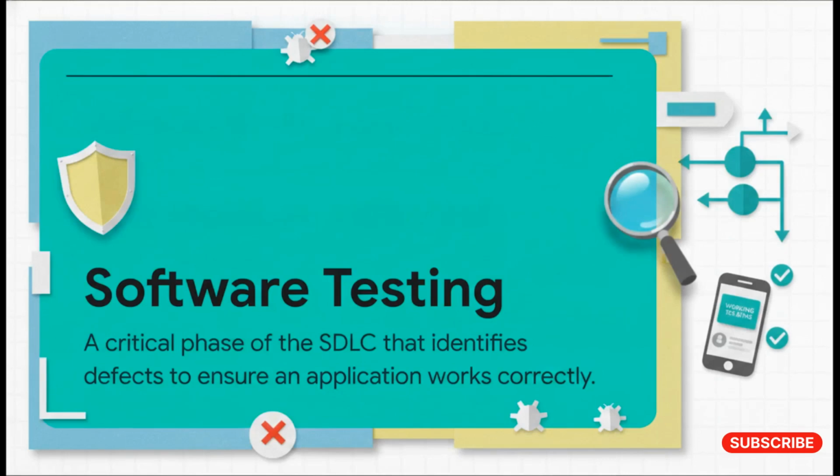Well, enter software testing. This is a critical phase of the software development lifecycle, and its entire job is to step in before the software ever reaches your hands. Think of it like a giant safety net. It identifies defects to ensure an application doesn't just work correctly under the hood, but actually meets the user's requirements. It's really the ultimate quality control mechanism designed to save us from those everyday digital headaches and massively improve the overall quality, reliability, and performance of the systems we build.